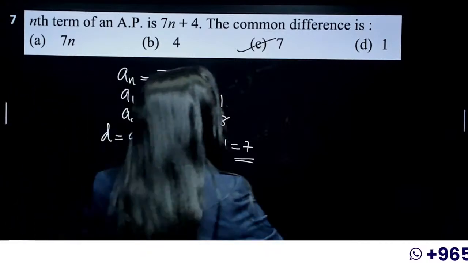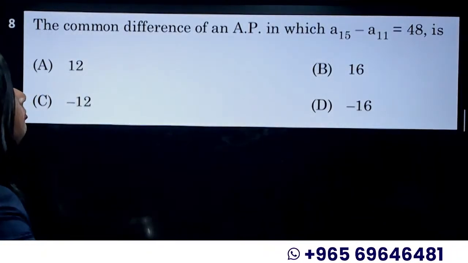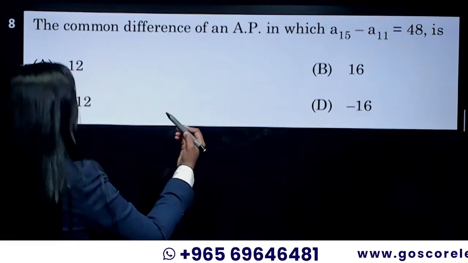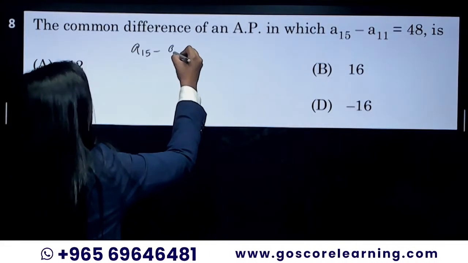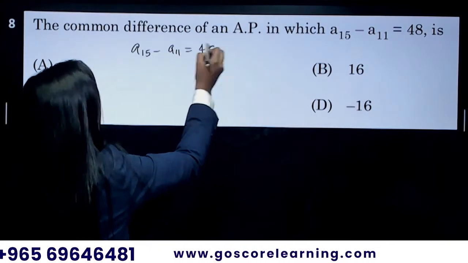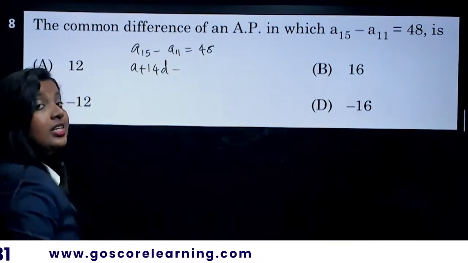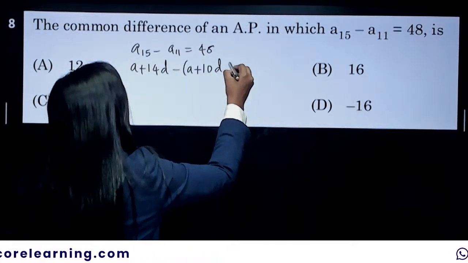Okay. Moving to the next one, the common difference of an AP in which A15 minus A11 is 48. So A15 is... Okay, A15, what is given? A15 minus A11 is equal to 48. What is A15? A plus 14D minus what is A11? A plus 10D is equal to 48.